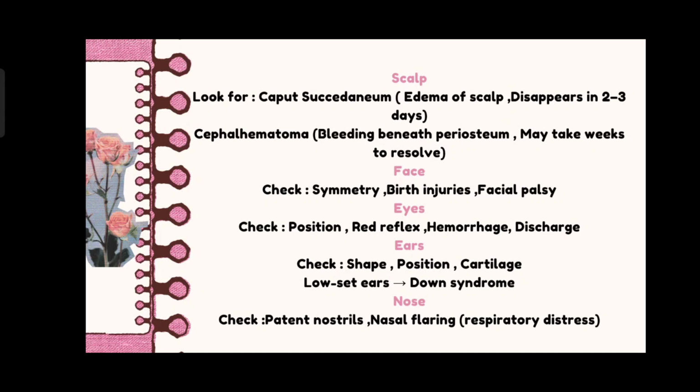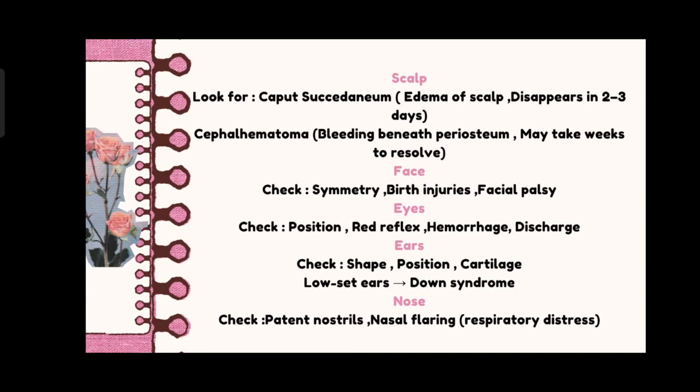Caput succedaneum means there will be edema of the scalp, and it usually disappears within 2 to 3 days after the birth. And then cephalohematoma means there will be bleeding behind the side of the periosteum, that is, a blood collection will be there. It may take a few weeks to get resolved. That is about the scalp.